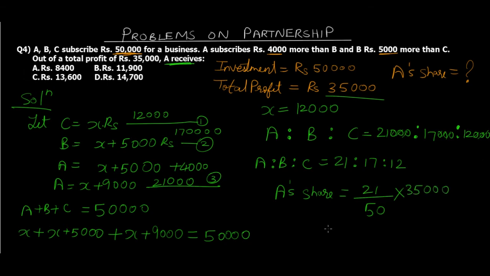So into 35,000. So the final answer is 14,700. So in options you can see option D is going to be our final answer.